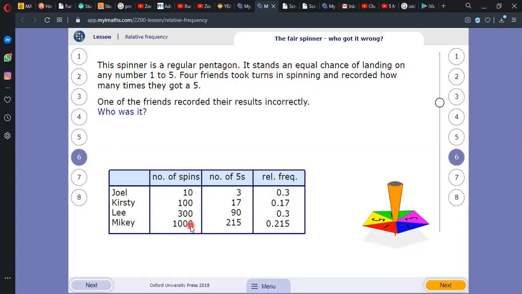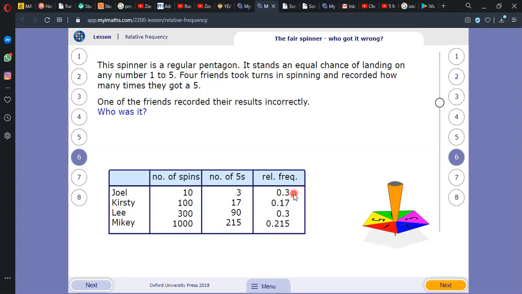Number of spins, 1,000. I want to believe that after 1,000 spins, with 215 as the number of fives they recorded, let's do the calculation. With 215 and 1,000 total spins, the relative frequency is 0.215, that is correct. Then 90 over 300, 0.3; 17 over 100, 0.15; 3 over 10, 0.3.